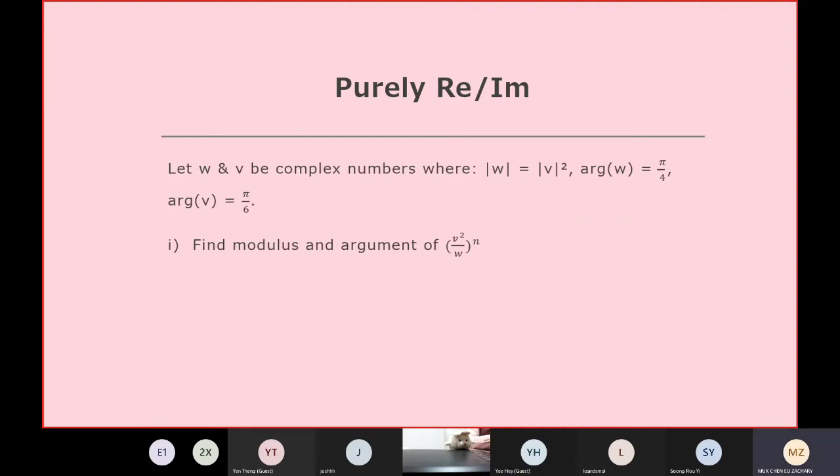All right, now I'm going to go through this question first. Let W and V be complex numbers where mod W equals mod V, the whole thing squared. Argument of W is pi over 4, argument of V is pi over 6. Find the modulus and argument of V squared over W.